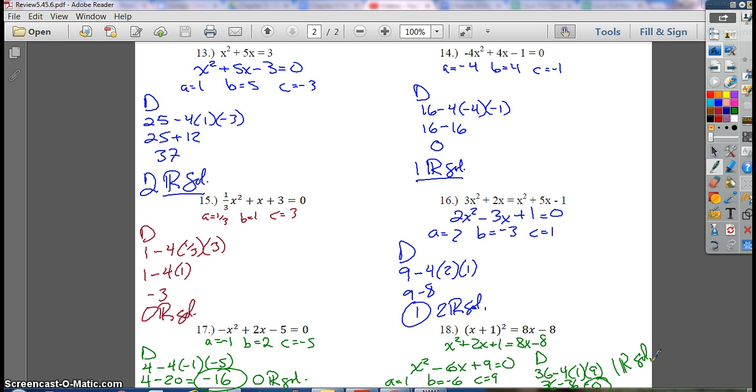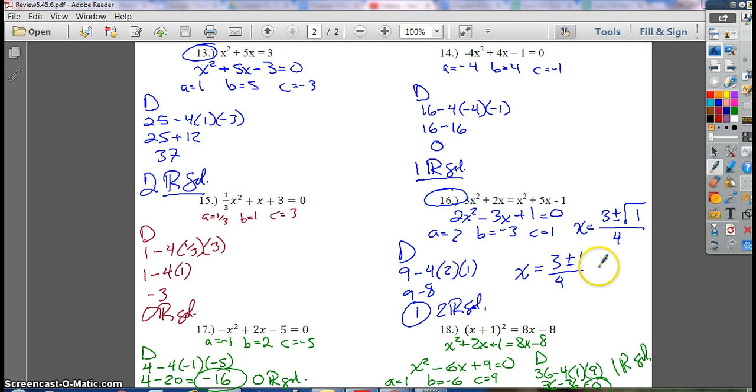Now, you only have to do 1 of each. Now, I'm going to start with the 2 real solution problems, which would be 16 and 13. 16 looks a lot easier because I can take the square root of 1. So, I'm going to do this one for quadratic formulas. That means I have negative b, which would be positive 3, plus or minus my discriminant, which is 1, over 2 times a, which is 4. The square root of 1 is 1.